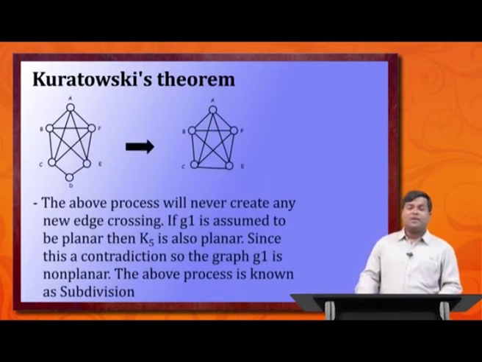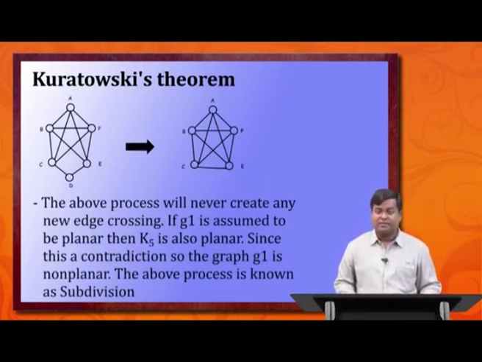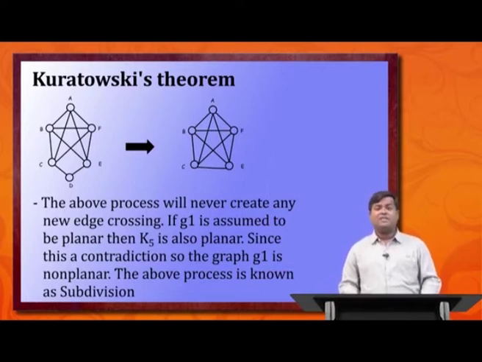Now the above process will never create a new edge crossing. We have checked that in the previous diagram: in the process by which we reduced our original graph G1 to K5, we have not added any new edge crossing. So let's say we assume that graph G1 is a planar graph, and we have reached graph K5 by a certain process. In that process we have not added any new crossing. Which means if the original graph is planar, then the reduced graph K5 is also planar. But K5 is not planar, which we have already seen. So whatever we assumed is not true. So our original graph G1 is non-planar.